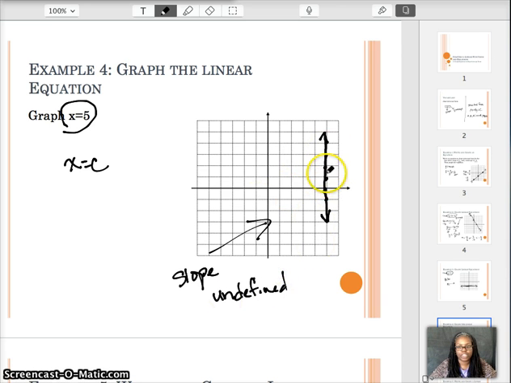If I think about it in terms of change in y over change in x, the change in y could be anything, but the change in x is always 0 because x doesn't change. And we know when we have a number over 0, that doesn't make any good sense, and that is undefined.